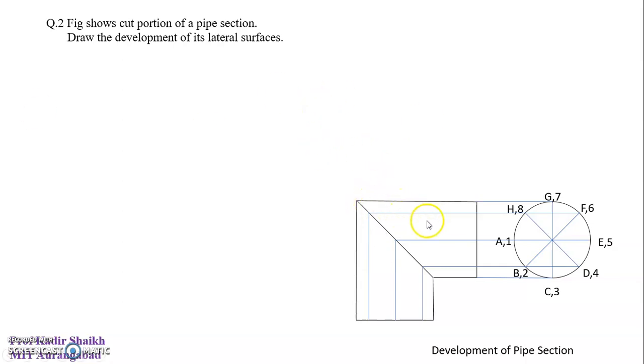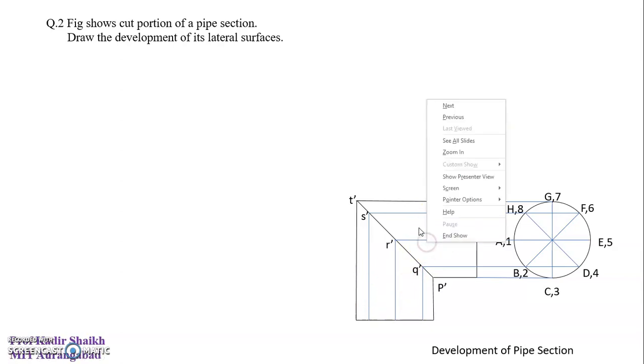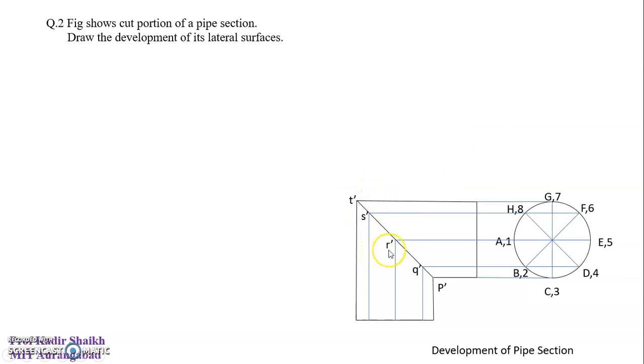Now after this, name the cutting points as the common cutting points for these two portions of this elbow section or pipe section. So I have drawn P dash, Q dash, R dash, S dash and T dash as the cutting points for this elbow section.